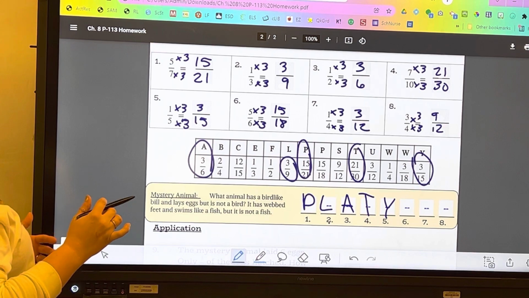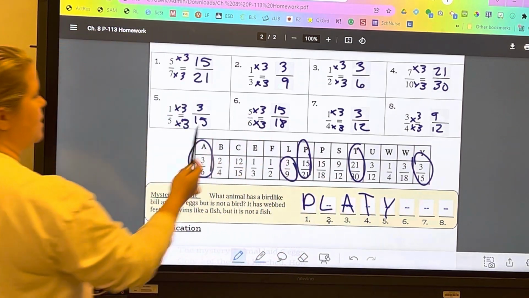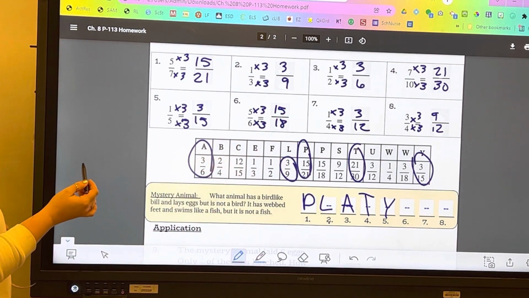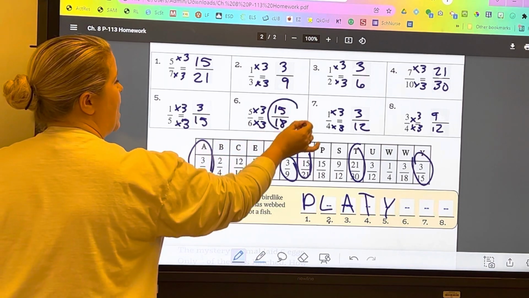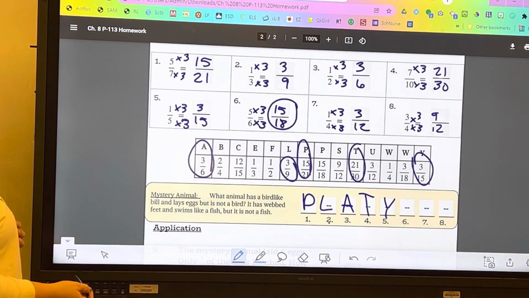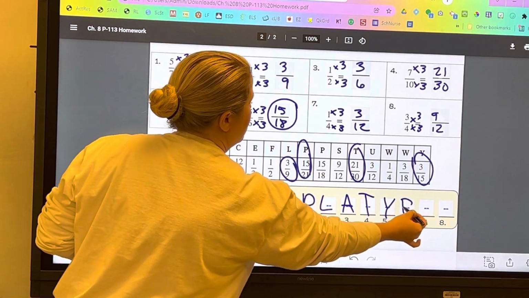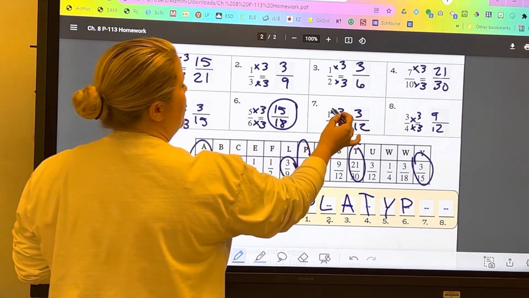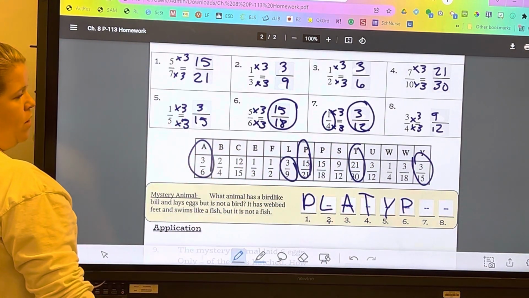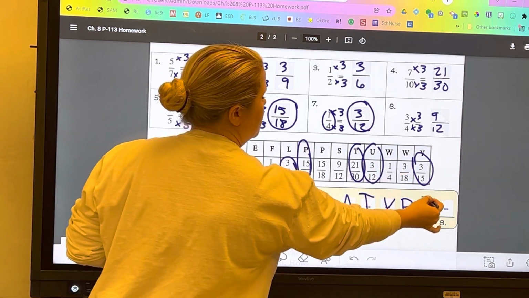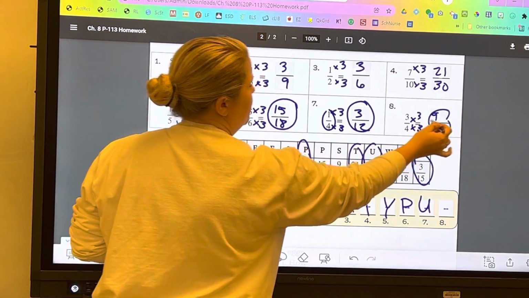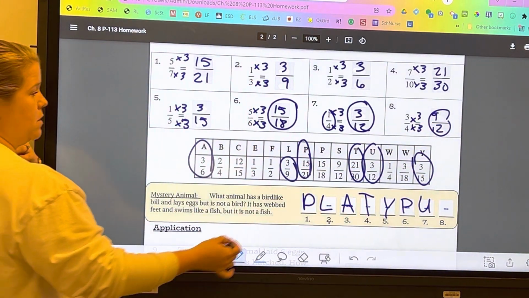All right, so let's back up with number 6. What is 5/6 equivalent to? P. But what's the fraction? 15/18. Which is what? P. We're not there yet, Hawk. Look at number 7. What is 1/4 equivalent to? 3/12. Which one is 3/12? U. And then the last one, number 8, 9/12 is equivalent to 3/4. Where's 9/12 at? S.